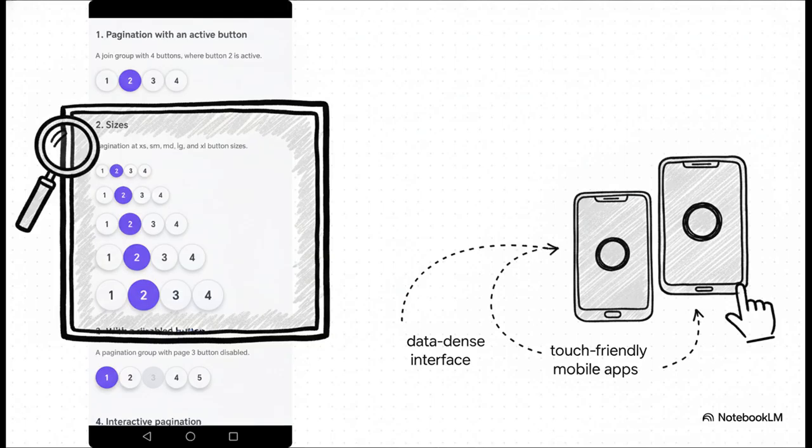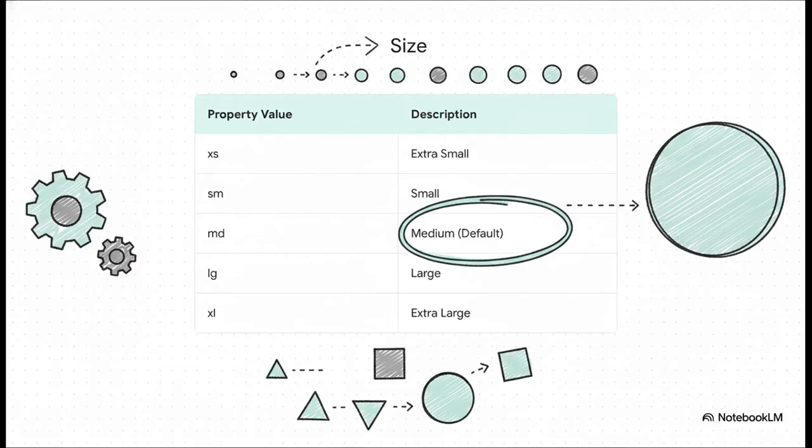You can see 5 totally distinct sizes here. So you might go for that extra small or small version if you're building a really compact, data-heavy interface. But for a mobile app, those large and extra large sizes are perfect for touchscreens. And the best part? It's so simple to implement. This is all controlled by just one property called size. You just feed it one of these 5 values, XS, all the way to XL, and that's it. It even defaults to medium, so you've got a great starting point right away.